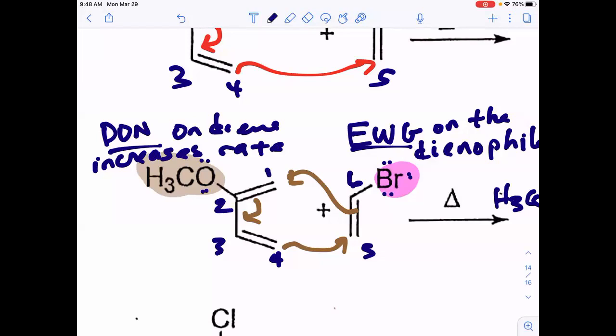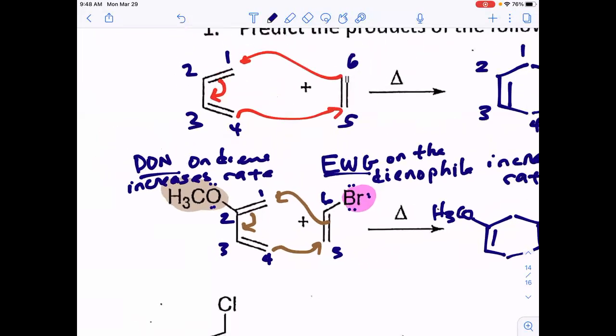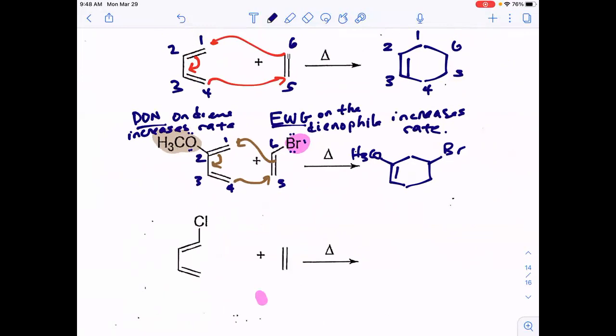So that's one way you can control the rate of the reaction: you can add substituents on your diene or on your dienophile, and you can change the rate. The better the donor, the more the rate is going to increase. So that's another aspect of this reaction that we know now. If you add a donor on the diene, it increases the rate. If you add an acceptor on the dienophile, then that also increases the rate, right?